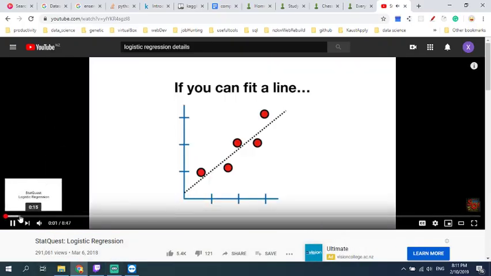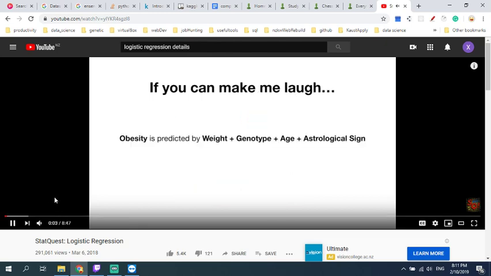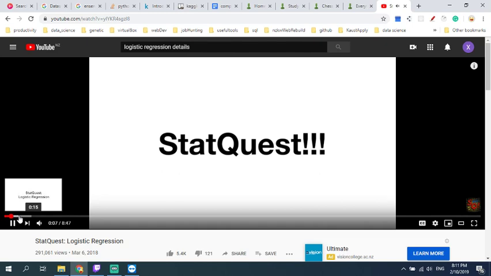If you can fit a line, you can fit a squiggle. If you can make me laugh, you can make me giggle. StatQuest.